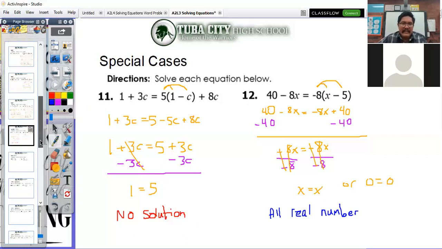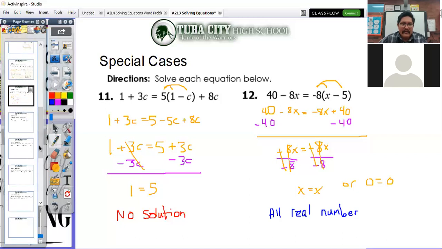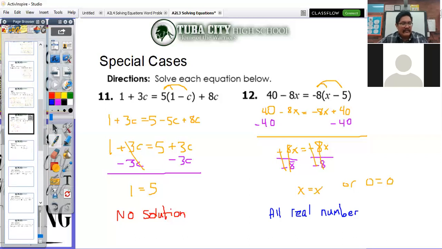So again, they're a little bit different. They both kind of have similar things in that they both can lose their variable. But if you can make it a true statement, then it's all real numbers. If it is a false statement, like 1 equals 5, 1 is not the same thing as 5, then it is no solution.